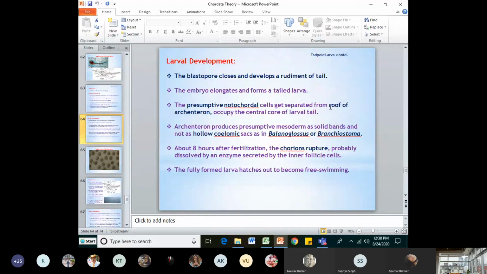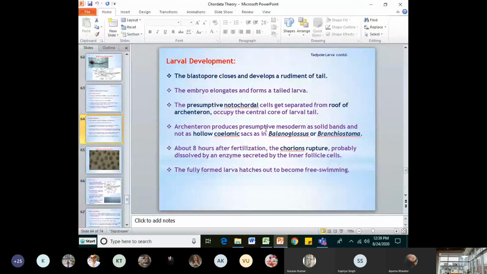This is important because here I am saying that the presumptive notochord is given rise by the roof of the archenteron, and archenteron is endoderm in origin, whereas the notochord is mesodermal origin. So that means first the presumptive or the future mesoderm has to arise from the archenteron wall. Then it has to give rise to the presumptive notochord.